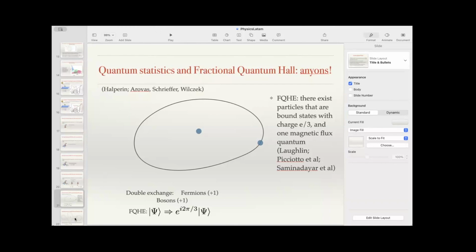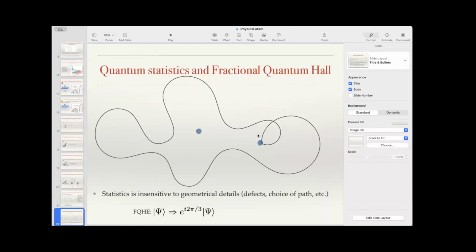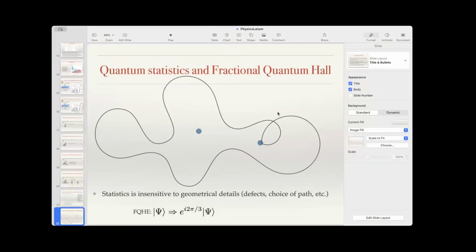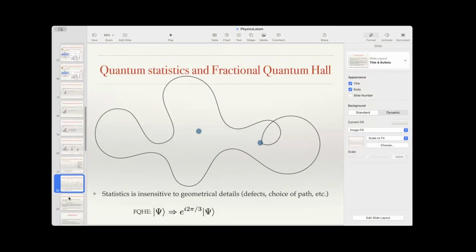An important thing about these statistics, and I'm not going to derive this for you, is that they are completely insensitive to the geometrical details. So I could distort my circular path. Let's see if I can play this for you. Oh, it doesn't play for you. Sorry. So I could distort this circular path so that this particle goes around in some crazy wiggly fashion. Doesn't matter. The net phase factor only depends on the fact that this particle has gone all the way around the other one, and it's still 2 pi over 3.